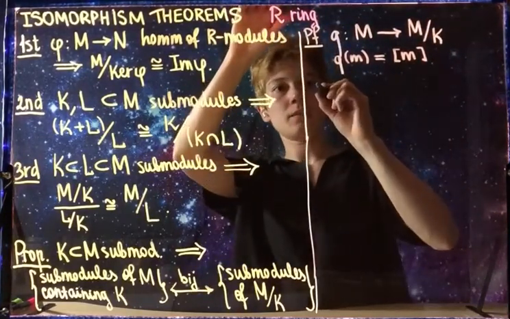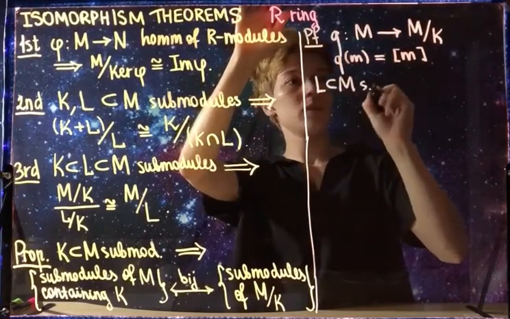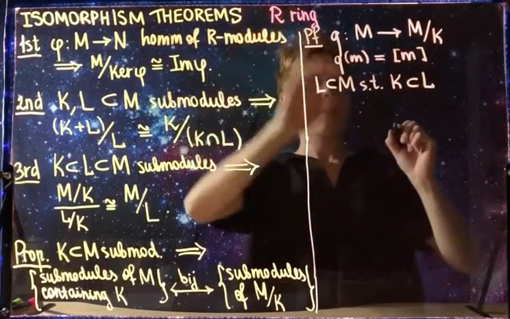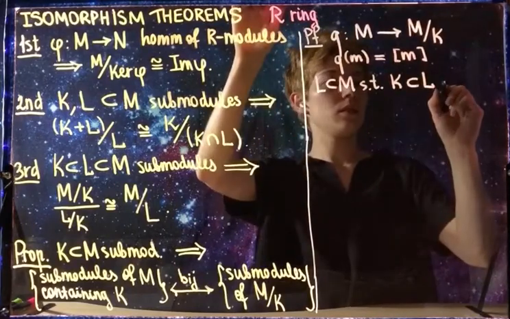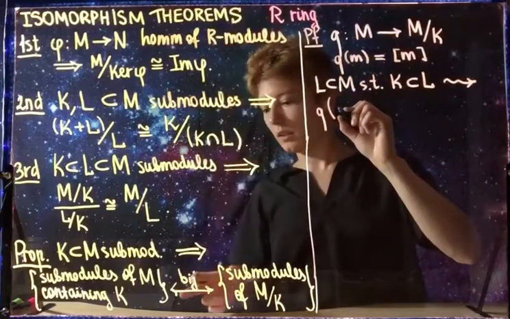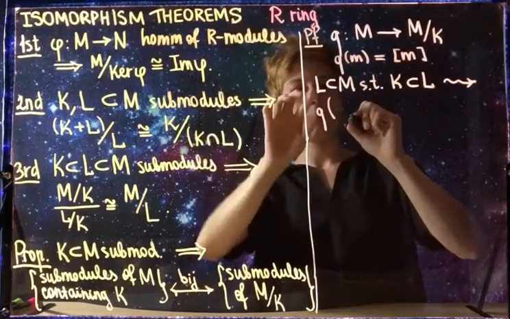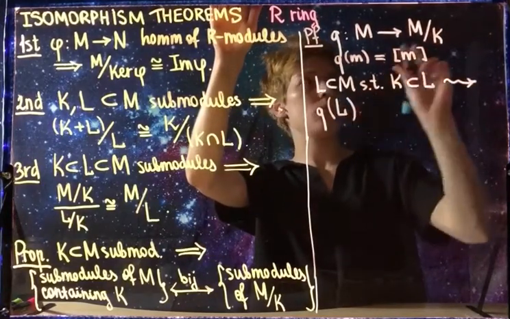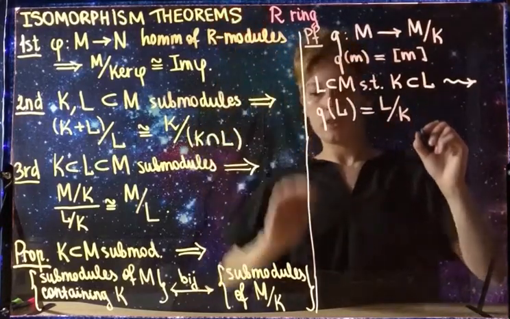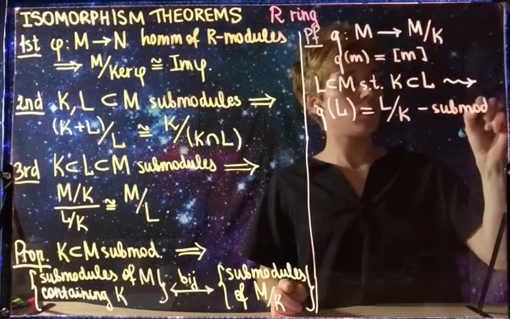then if I have a submodule L of M such that K is contained in L, then I define the map from the left to the right by taking L to its image in the quotient module, which is L mod K. And this is a submodule of the quotient module.